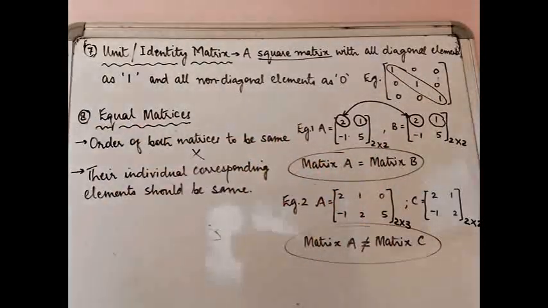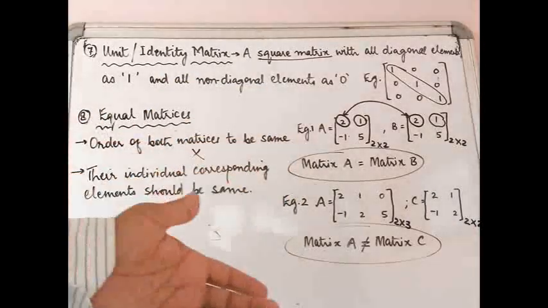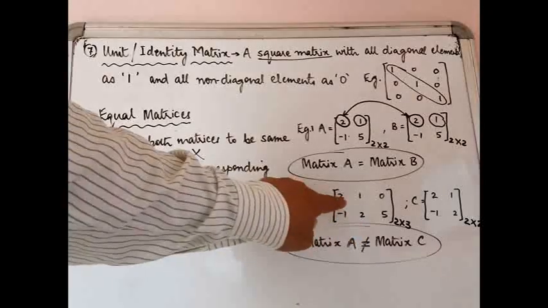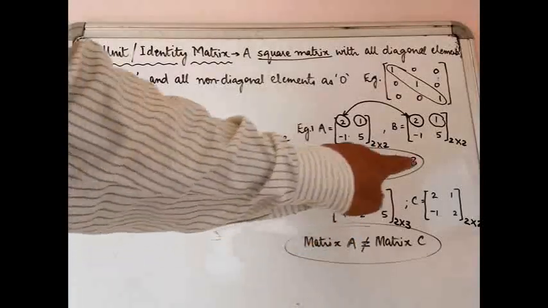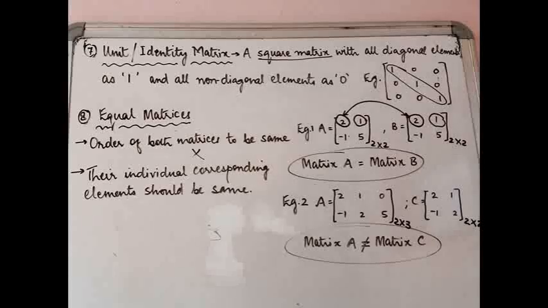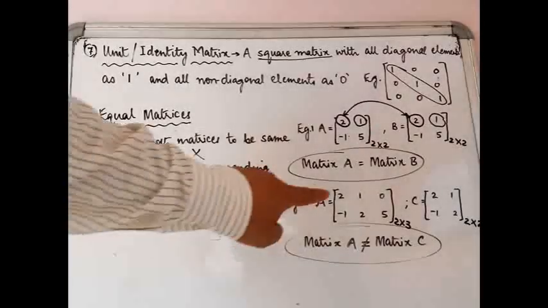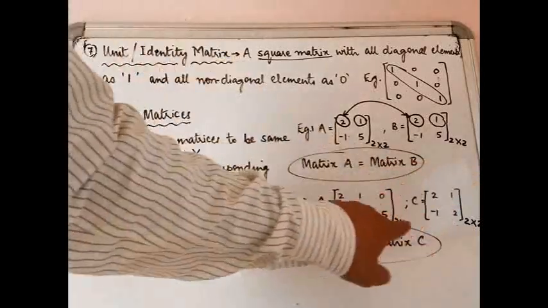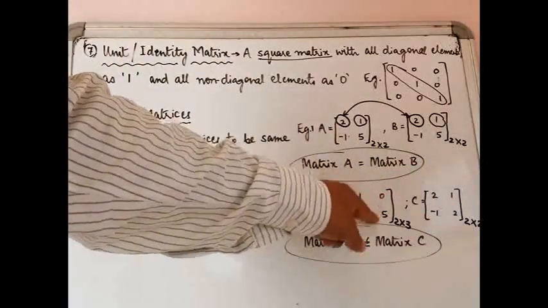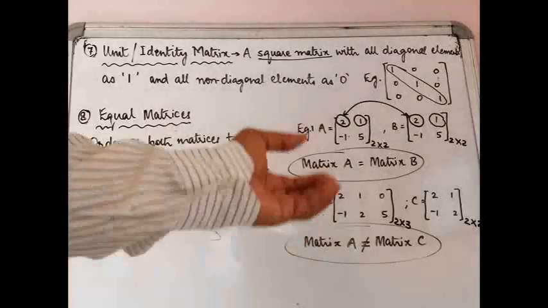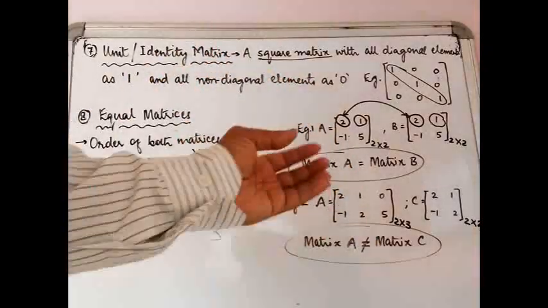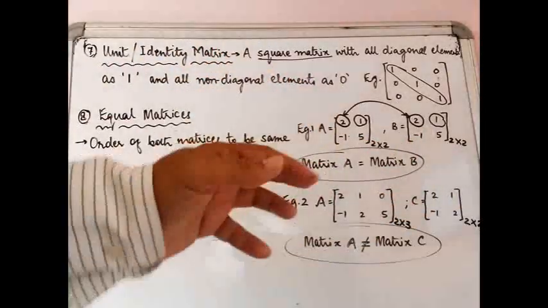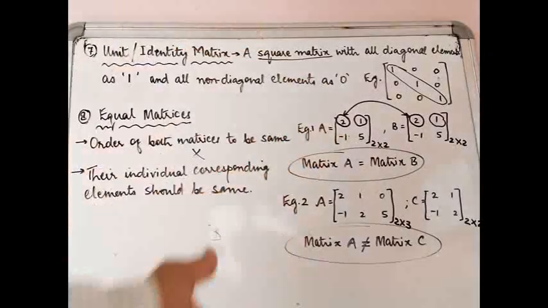So that's one way to look at it. The other way is to look at the second condition. Obviously we cannot match each entry of matrix A with the corresponding entry of matrix C, because although you can match this 2 with this 2, this 1 with this 1, there is nothing for these 0 and 5 to be matched. Basically you don't have the same number of entries in both matrices. So they cannot be equal.